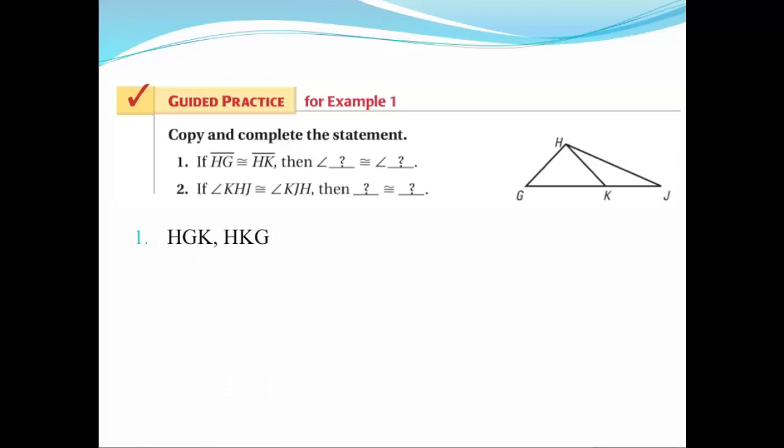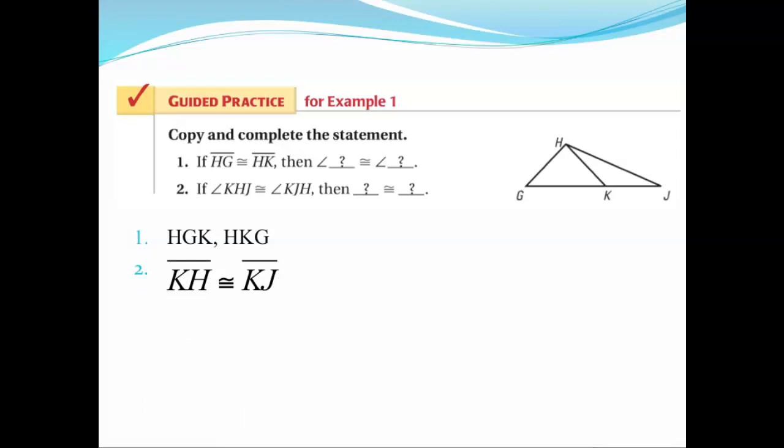All right, number two, if angle KHJ is congruent to angle KJH, then which two sides have to be congruent? So looking here, we're looking at the triangle on the right and looking at the angle up on top. That's KHJ. And then KJH, that looks like the angle that is on the far right. Okay, so if those two angles are congruent to one another, then which two sides must be congruent? Then the sides opposite them, which would be KH and KJ, are congruent to each other. And so that's number two.